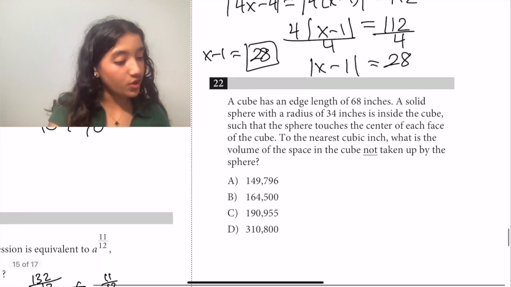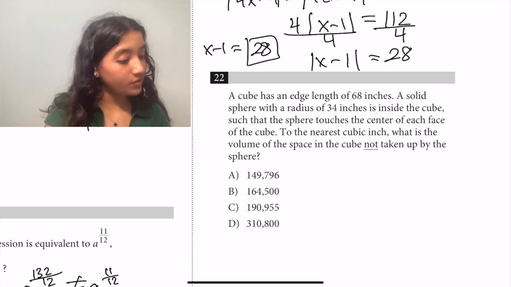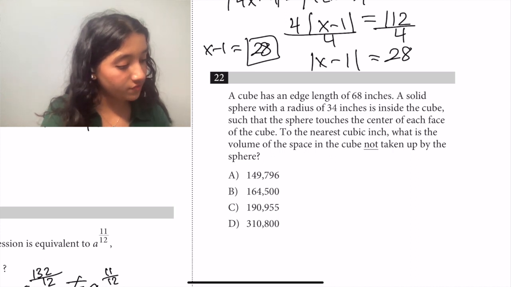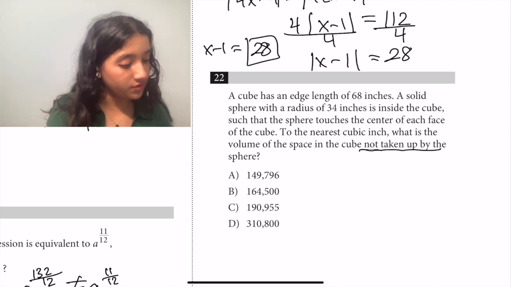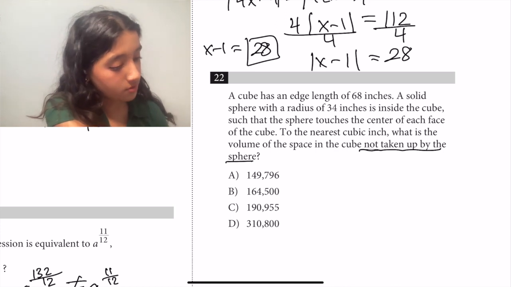Then moving on to question 22. A cube has an edge length of 68 inches. A solid sphere with a radius of 34 inches is inside the cube, such that the sphere touches the center of each face of the cube. To the nearest cubic inch, what is the volume of the space in the cube not taken up by the sphere? So we should draw this out so we better understand what's going on.